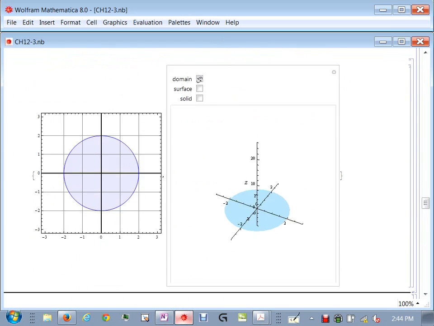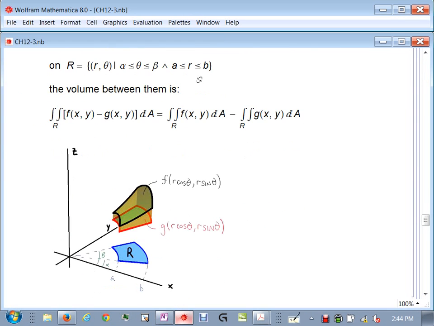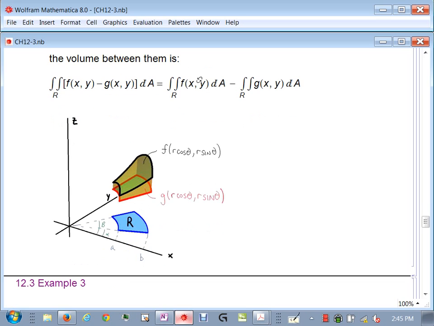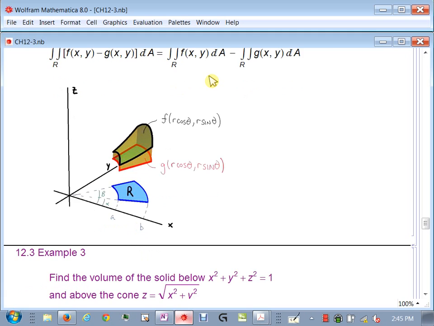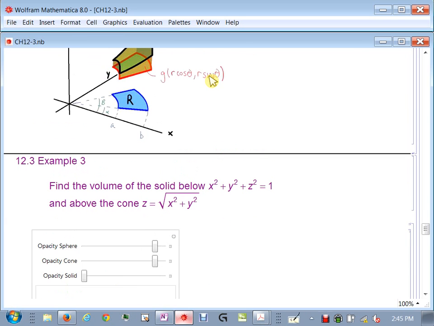Next on the list. So look at this. If we have a surface and then a surface underneath it, and we want to find the volume between them, and their shadow on the ground is a polar rectangle, then all we have to do is subtract the two double integrals, just like we had before. This is a good one.